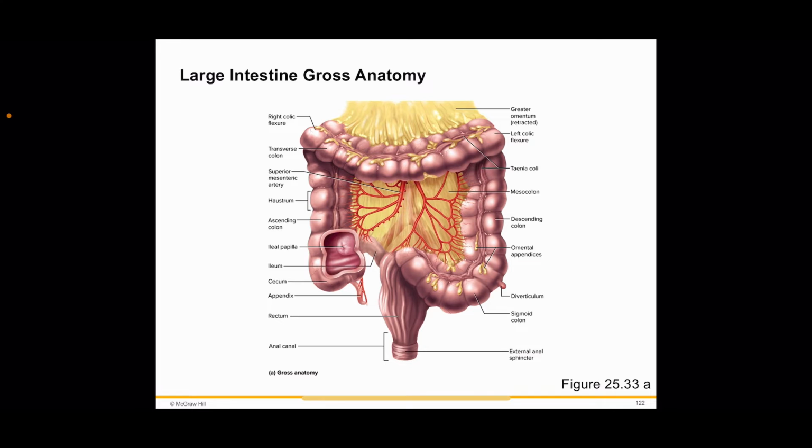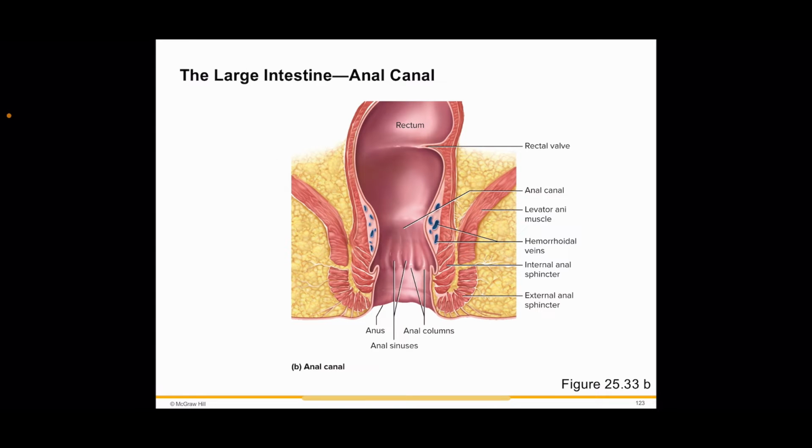Sorry, bad. The last part of the colon is known as the sigmoid colon because it goes swoop like a little S, and it connects right into this muscular structure known as the rectum. Right here, the rectum goes from larger to smaller as it approaches the anal canal. The anal sphincter is one of a set of sphincters that control defecation, the release of feces.